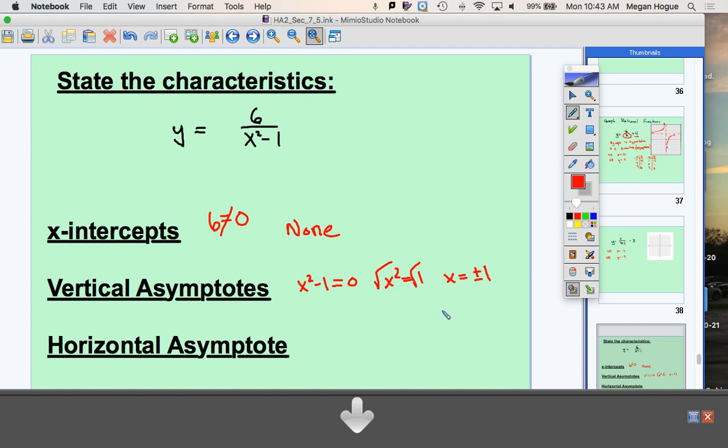Now, horizontal asymptotes, you're comparing the top and the bottom. What are you comparing about the top and the bottom? The degree. Well, the degree is the exponent. What's the exponent on the top? It's 0. If there's not an x, the degree is 0. What's the degree on the bottom? 2. And so then I compare it. I read it top to bottom. So 0 is less than 2.